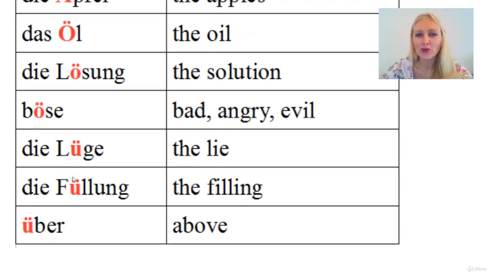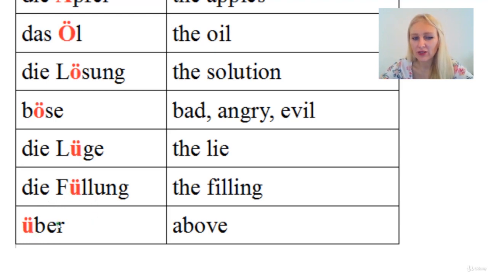Die Füllung. Okay, here, Füllung. Here we have a double consonant. I hope you remember what the rule here is. If you have a double consonant, you pronounce the vowel right before that very briefly, right? Füllung. And Ä, Ö, Ü, they also count as vowels. Okay? Die Füllung.